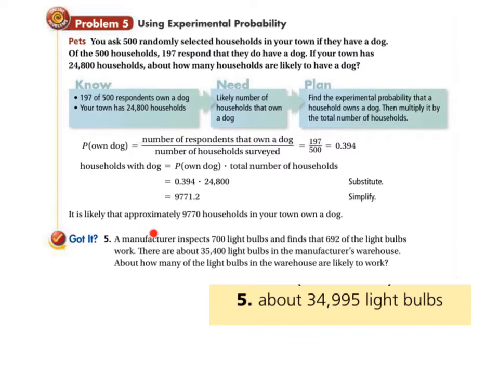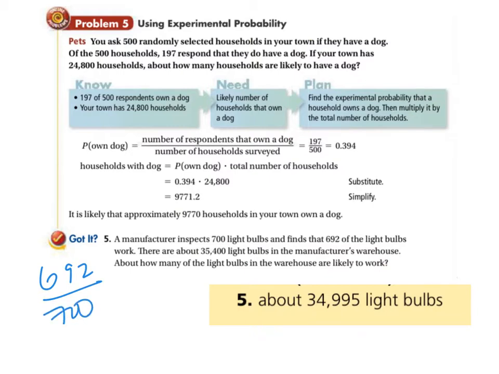So let's say a manufacturer inspects 700 light bulbs and finds that 692 of them work. There are about 35,400 light bulbs in the warehouse. How many would you expect to work? So, straightforward stuff here. We have 692 out of 700.